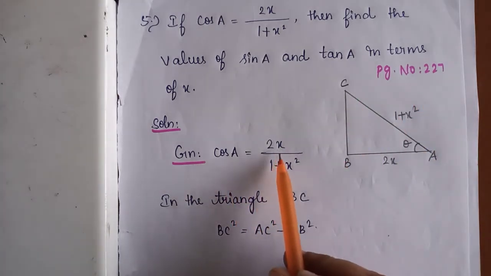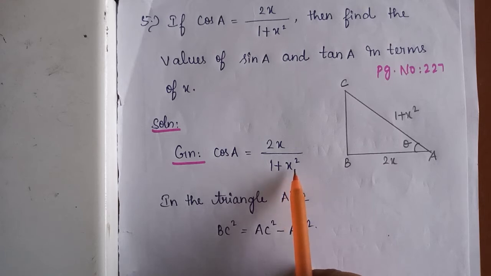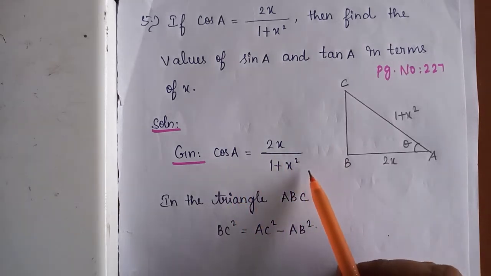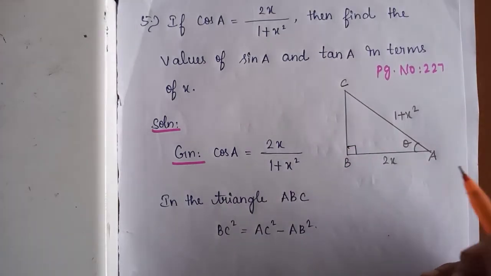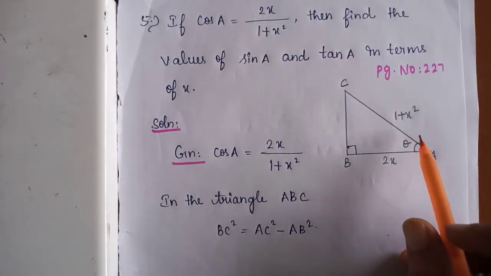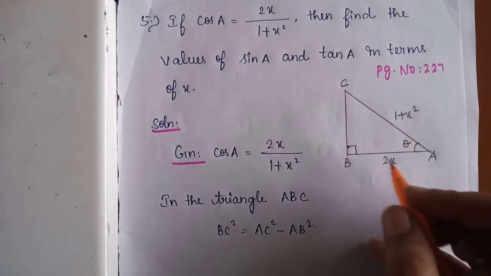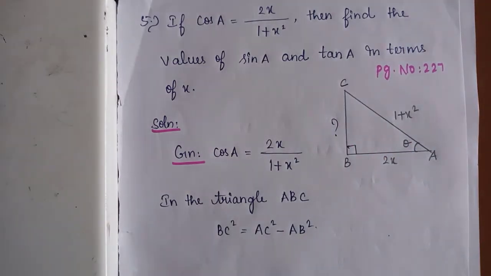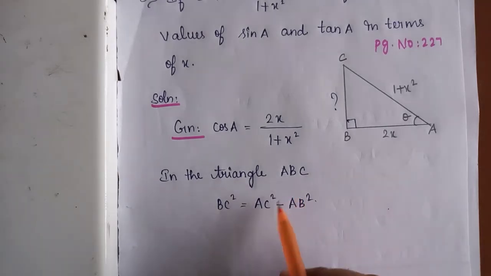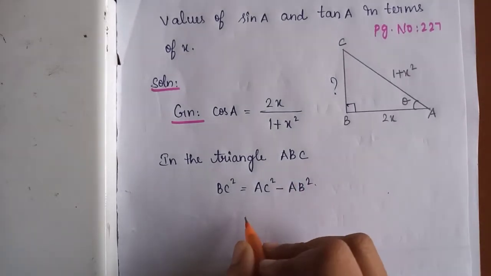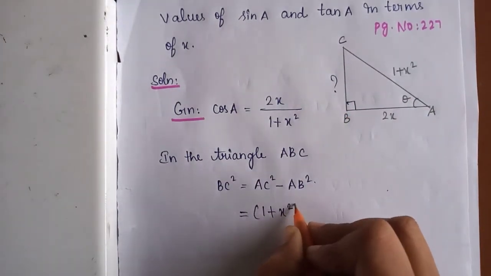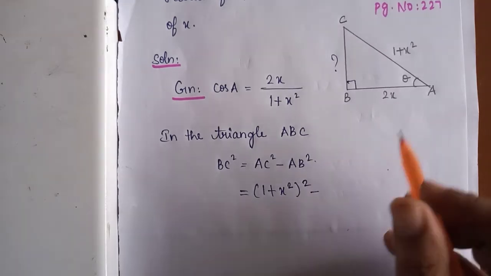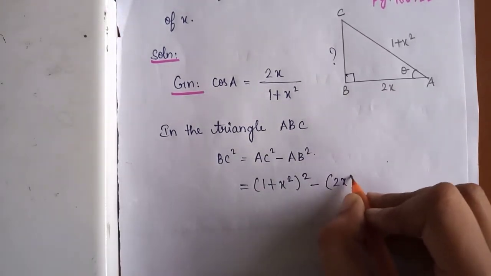So cos A is equal to 2x by 1 plus x square. Cos is adjacent by hypotenuse. So this is a right angle triangle, right angled at B. So adjacent side is 2x and your hypotenuse is 1 plus x square. First you have to find the opposite. So in triangle ABC, BC square is equal to AC square minus AB square.